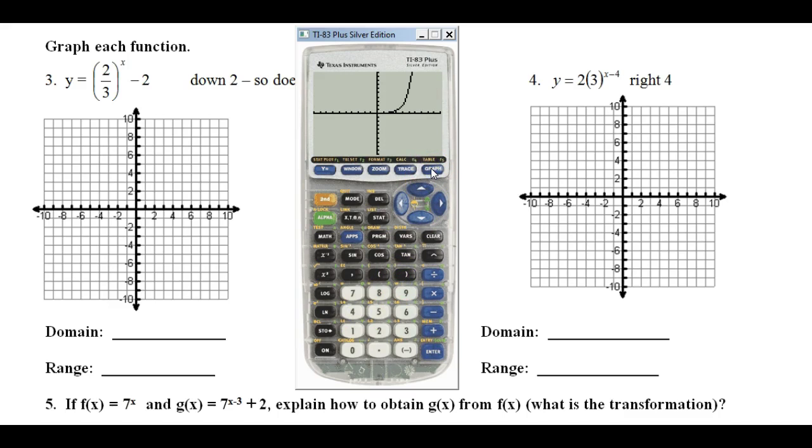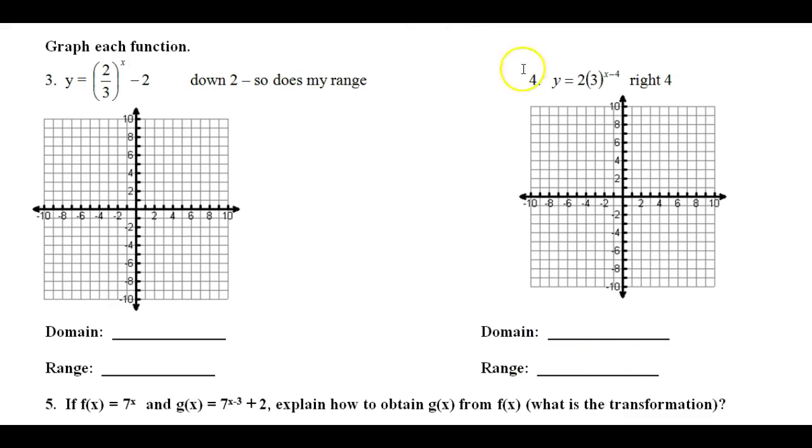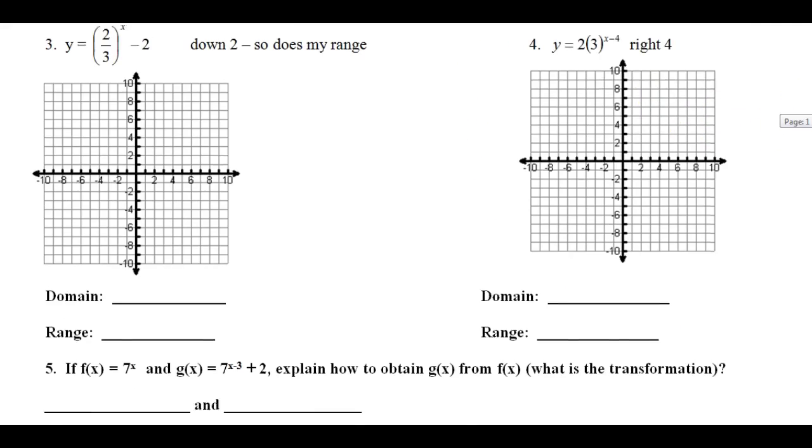So if I look at my graph, I notice it moved to the right when it started, but it's not going below the x-axis. It's not going below where y equals 0. So domain, -infinity to infinity, range, 0 to infinity, just like it was in number 1 and number 2. Okay, and that's it for that.